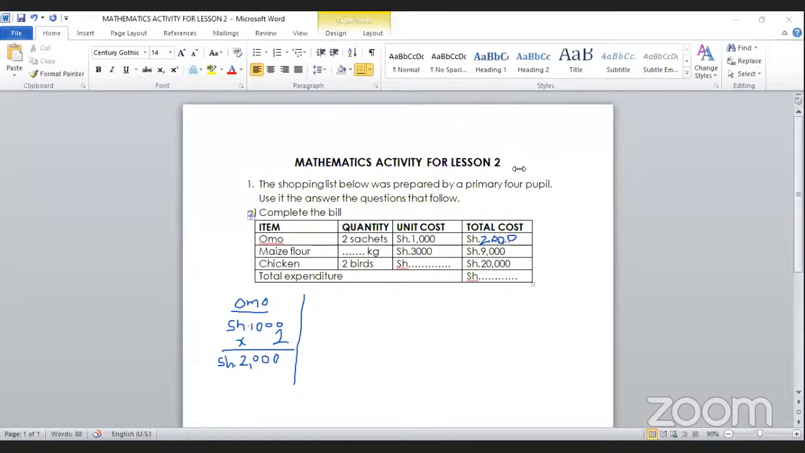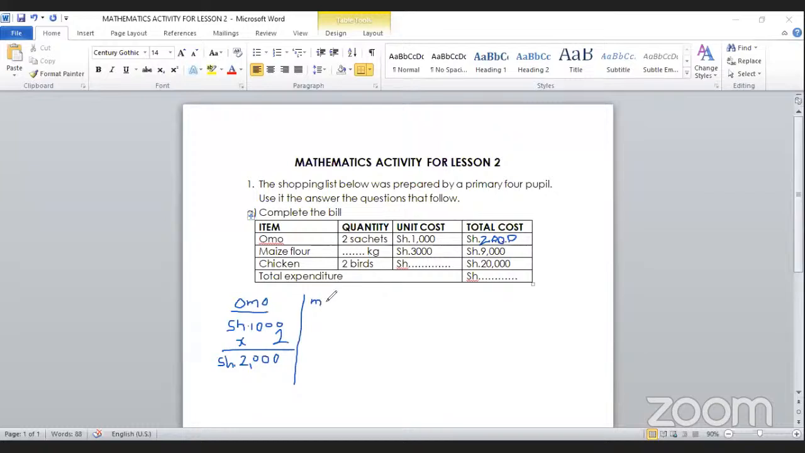Are there some people who want to talk? Good. If you want to talk, you can tell us, what do we want to fill in there? The unit cost. Very good. We are going to fill in the unit cost. Then if it is the unit cost, how do we get the unit cost for maize flour?